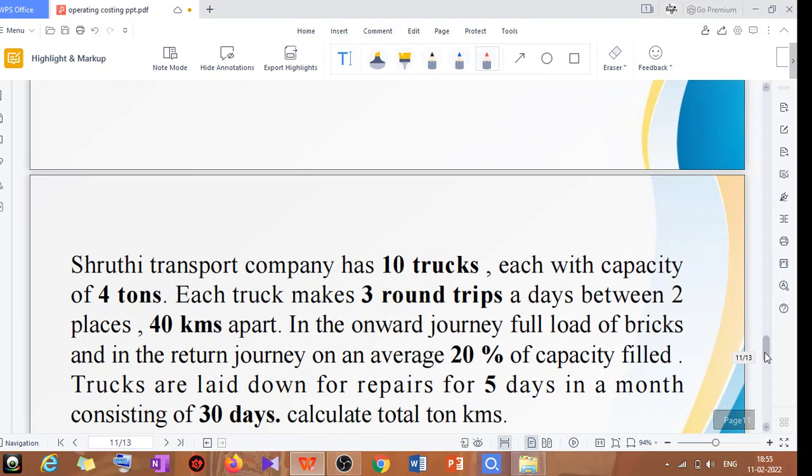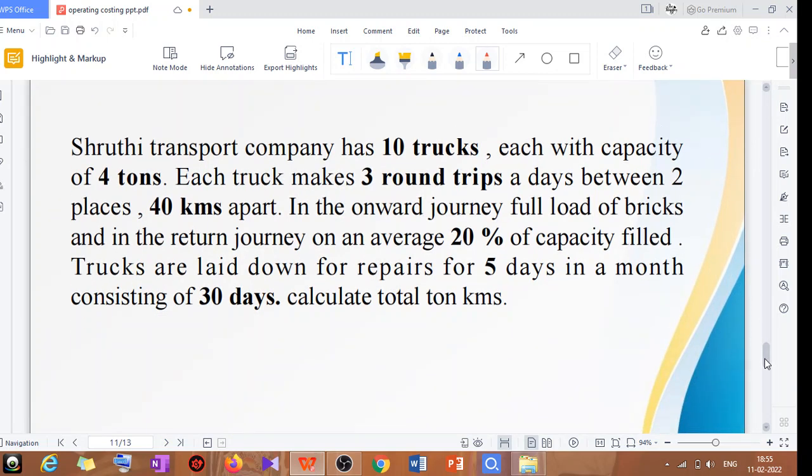Let us solve one example here. Shruti Transport Company has 10 trucks. So how many trucks did I have? 10 trucks. That is the number of vehicles. Each with a capacity of 4 tons. So how much goods would one truck carry? It is 4 tons. Each truck makes 3 round trips. So the number of trips, that is round trips, is 3.